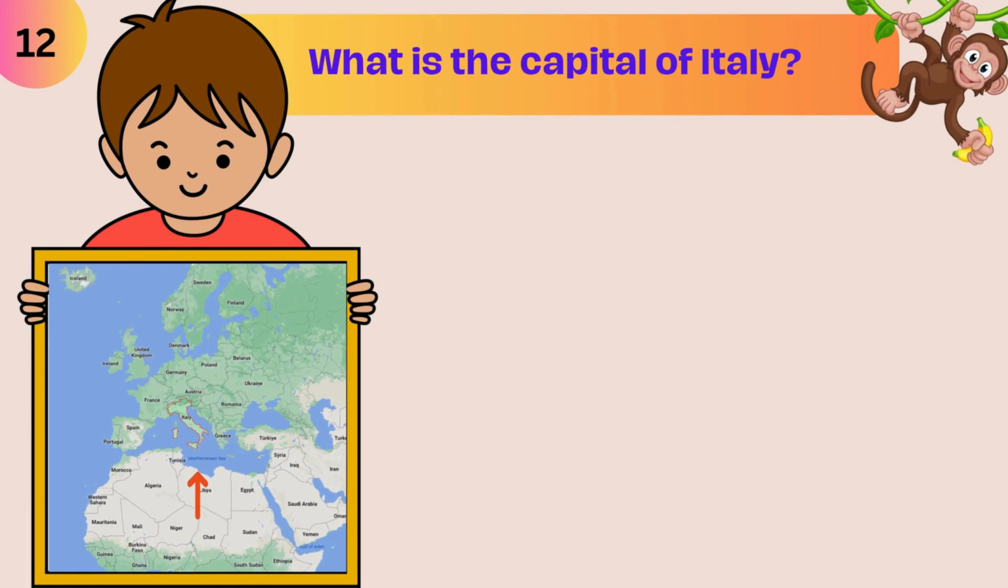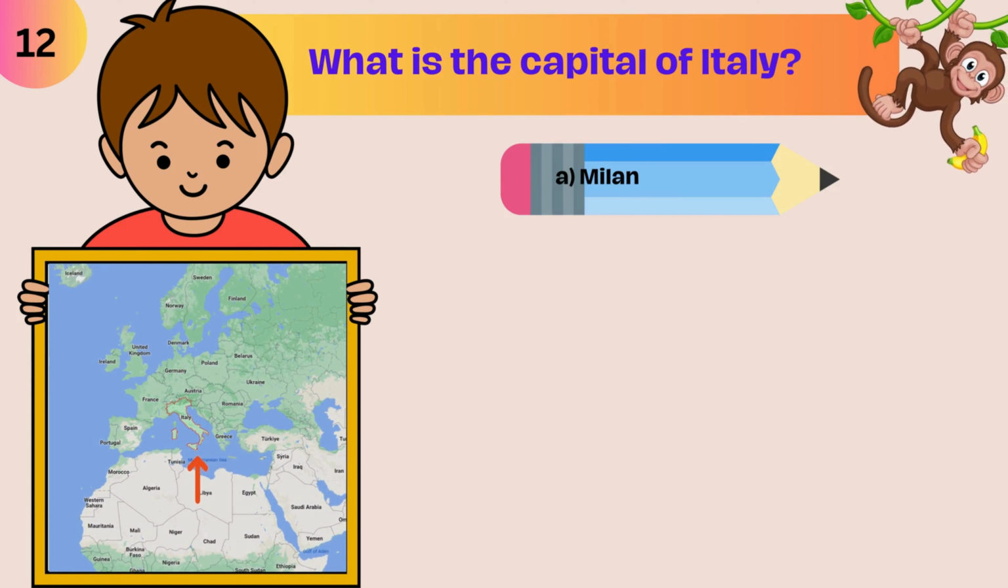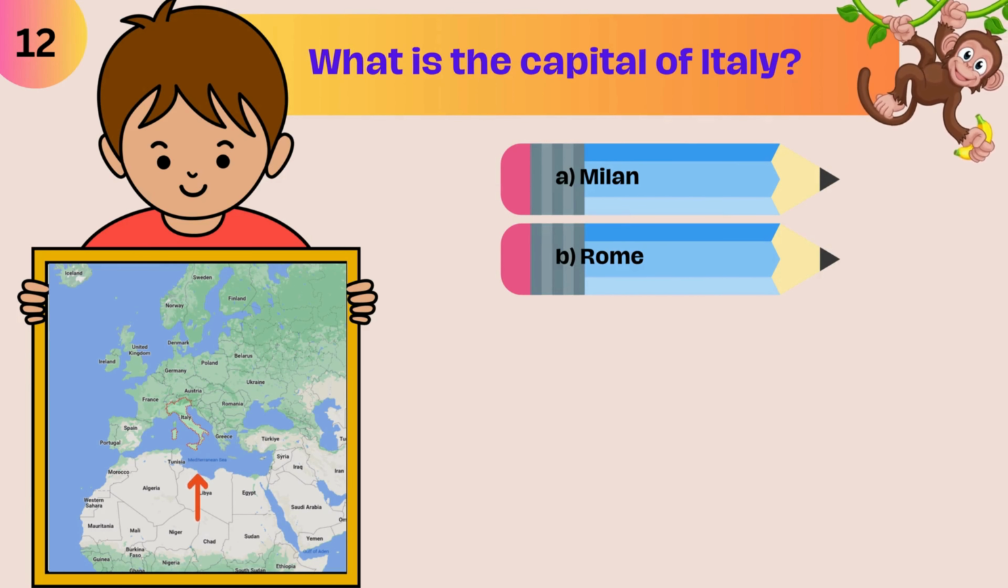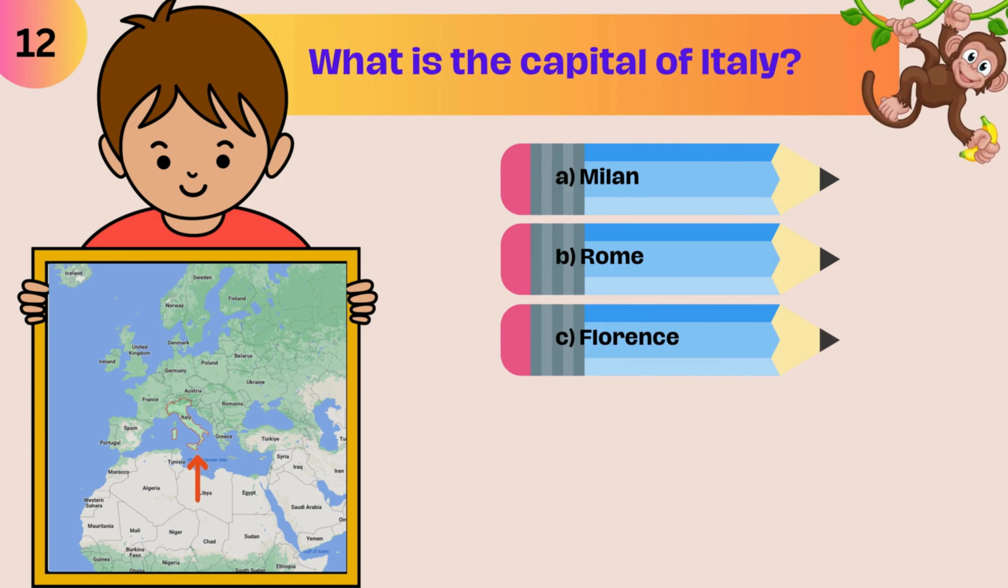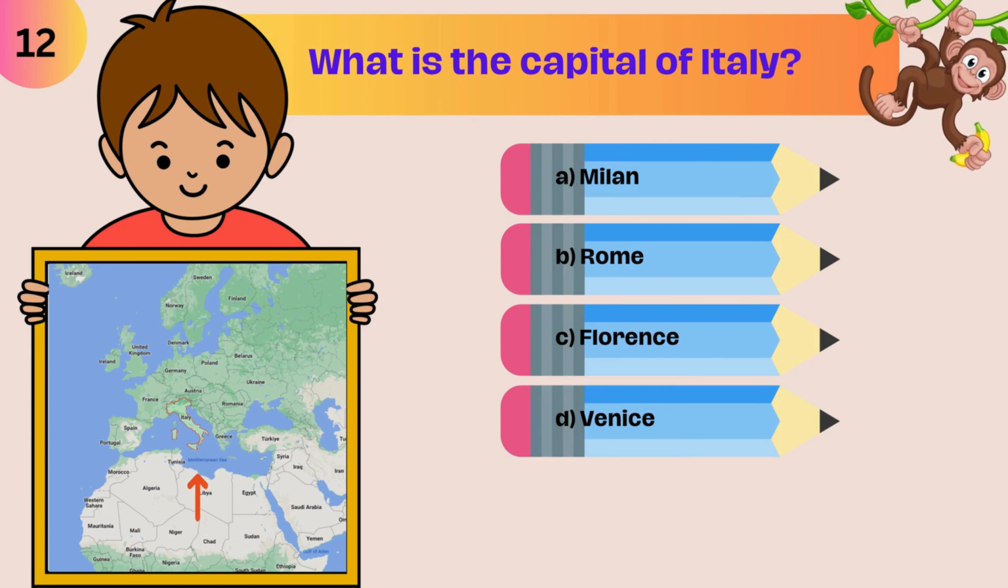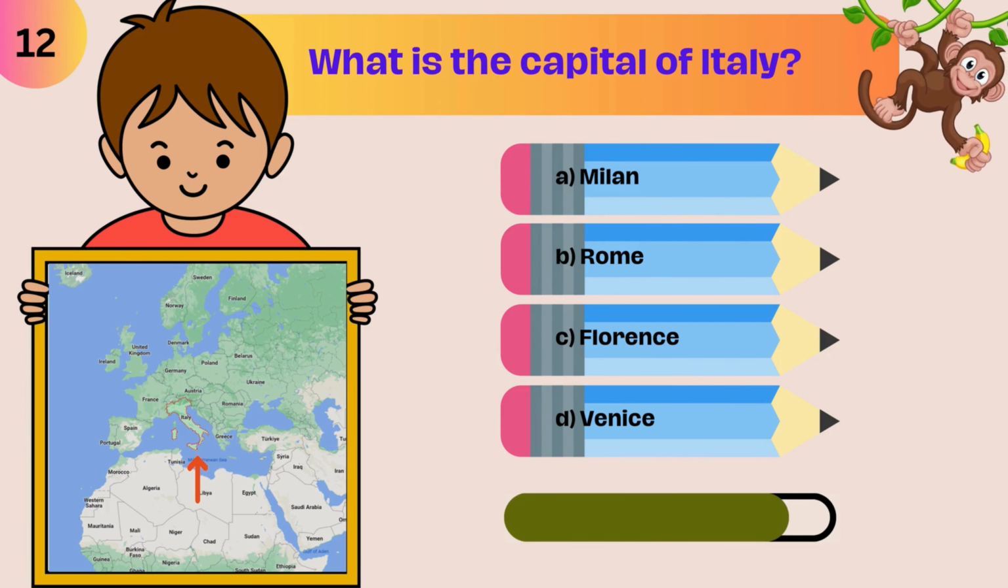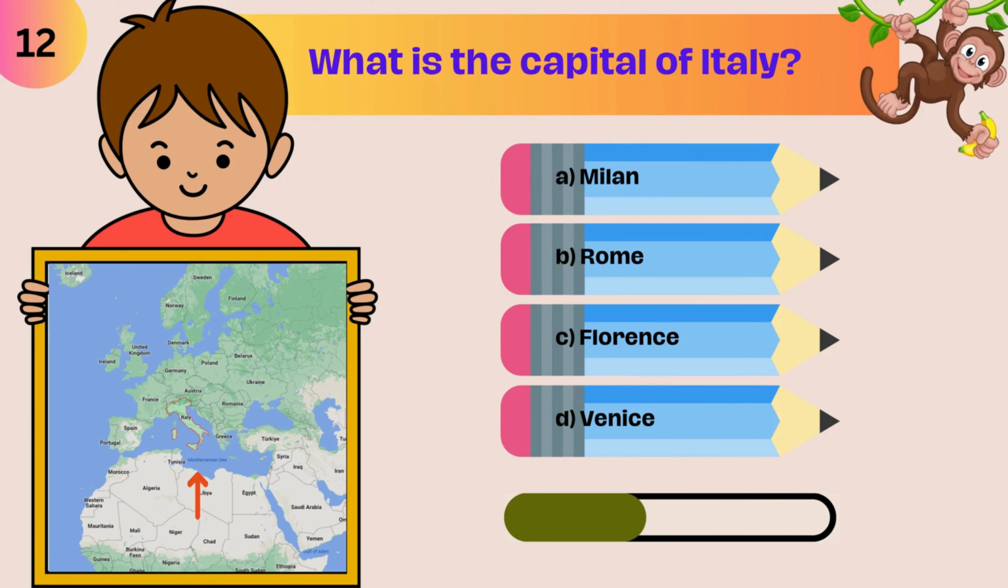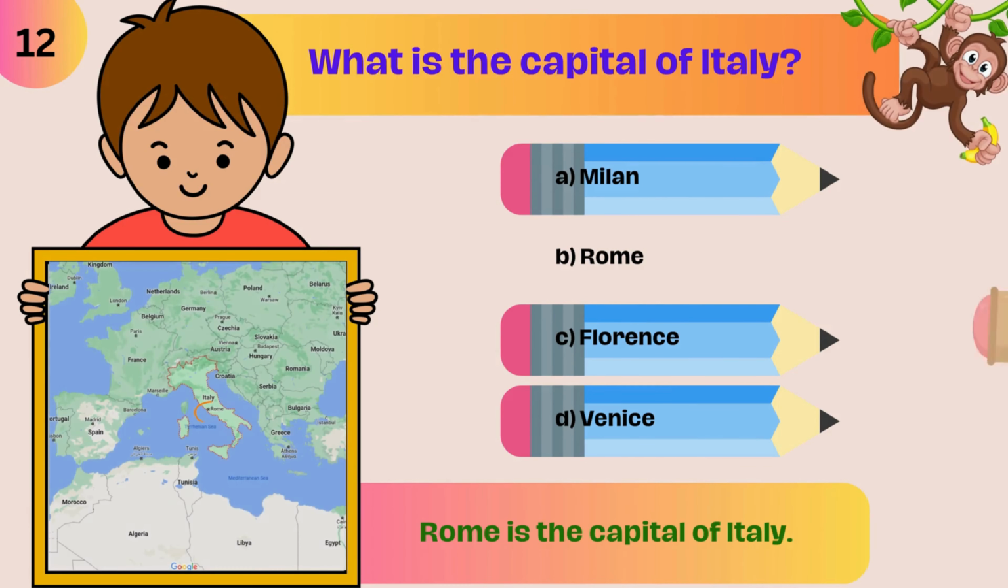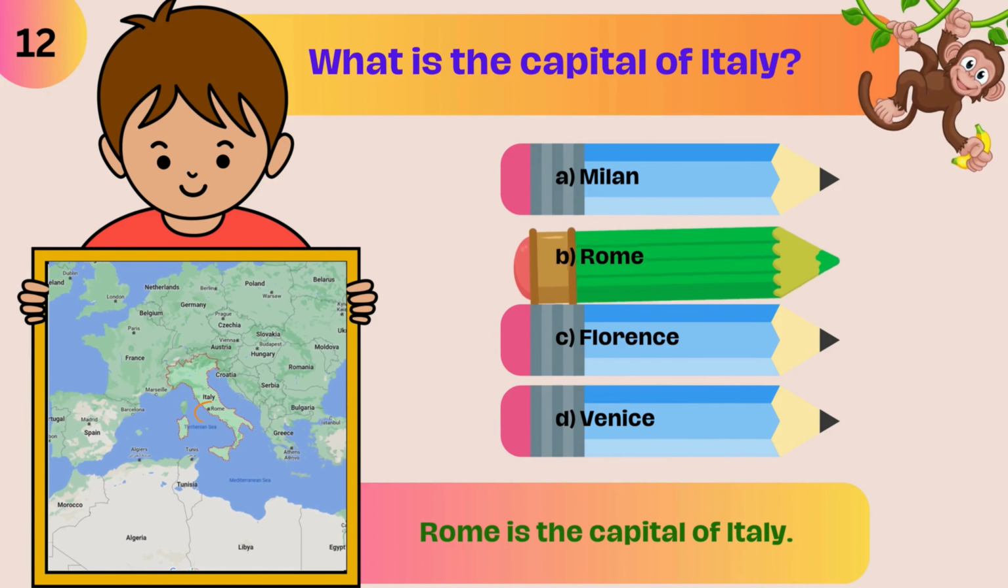What is the capital of Italy? A. Milan. B. Rome. C. Florence. D. Venice. The right answer is B. Rome.